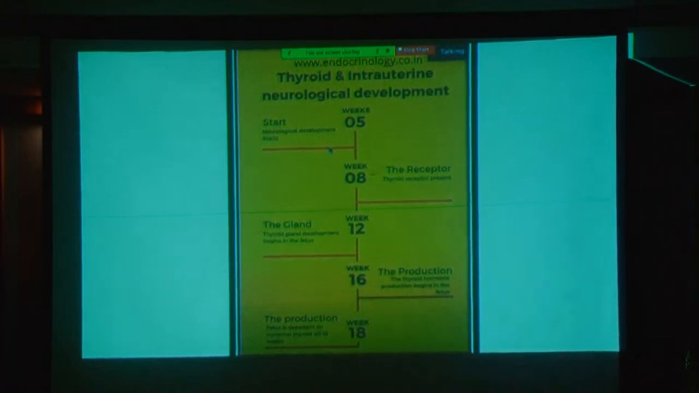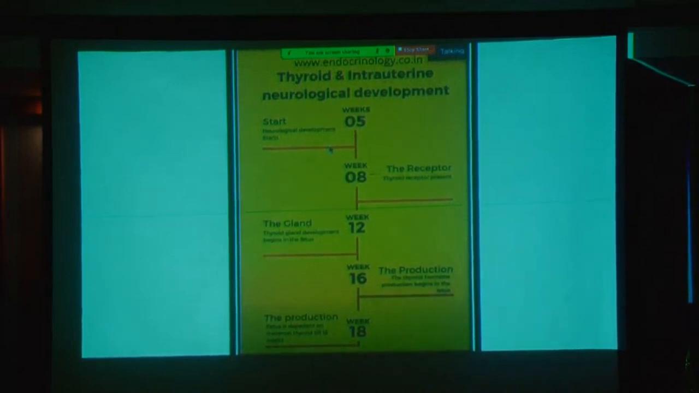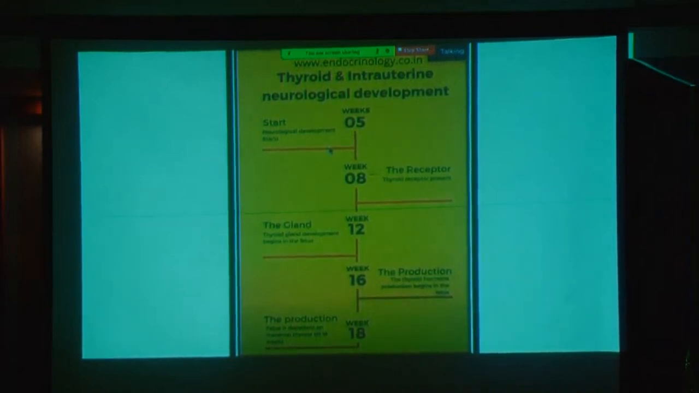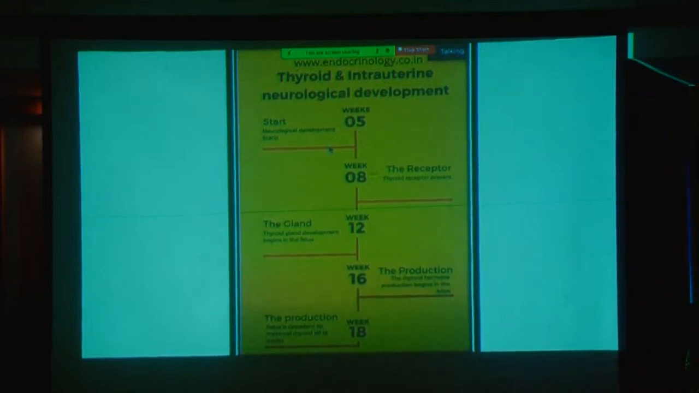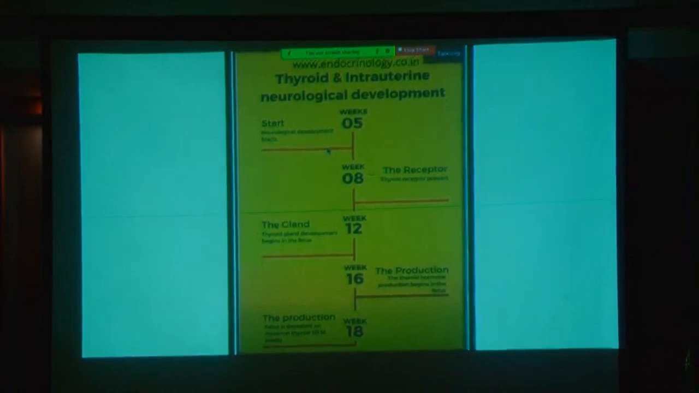But by 20 weeks, the baby takes care of its own needs. Unless it is like a cretin child, where thyroid hormone production is low, they may suffer. Otherwise, in normal people, whatever thyroxine is required for the mother and baby, the baby will take care of itself.